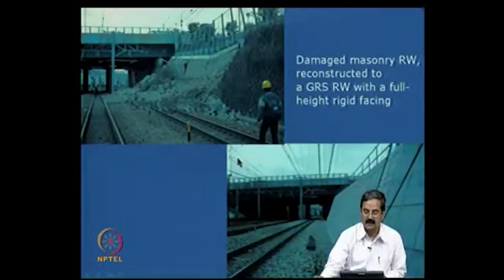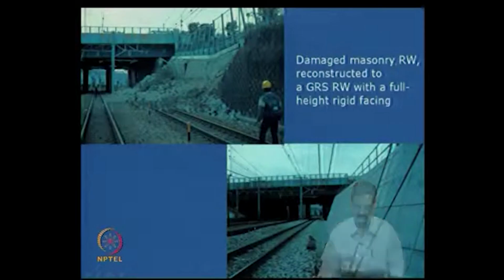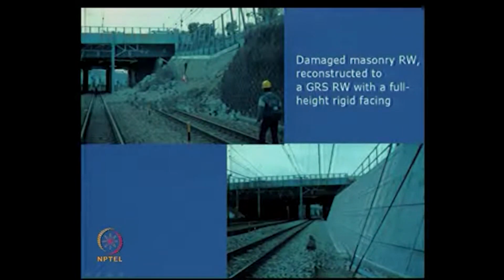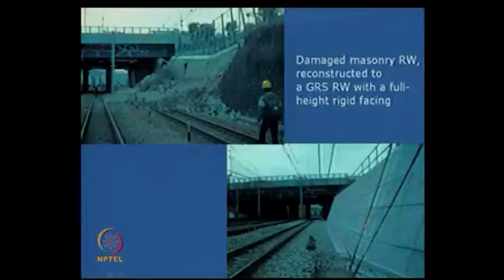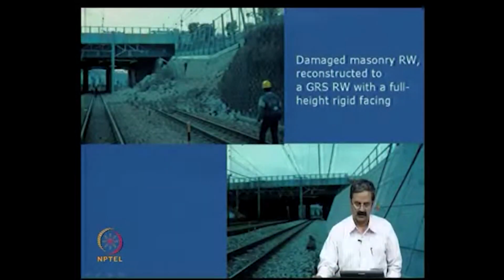This is another one. A damaged masonry wall reconstructed to GRS with a full height facing. This is one masonry wall type of construction that again failed in the earthquake, but they reconstructed it with full height facing. Full height facing means the facing is fully there. In fact, full height facing is also possible, like a simple facing, fully put as one member. Don't worry about simple blocks like that.